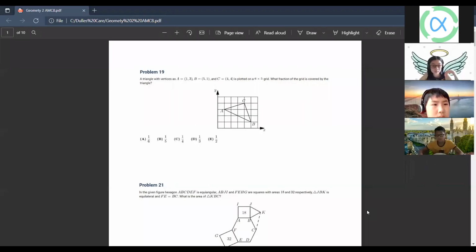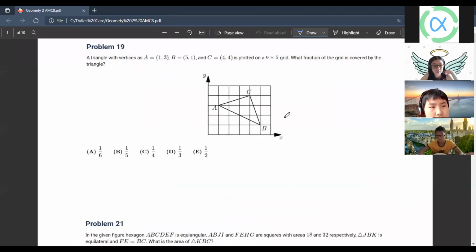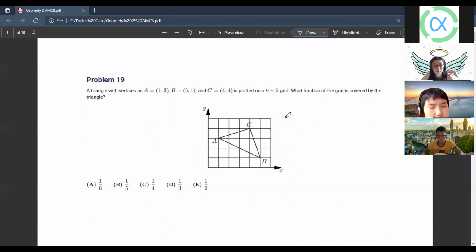All right. Today we'll be talking about intermediate geometry problems in AMC8. One of the things to consider in AMC8 is that generally you're solving problems about area and whatnot, right? Continuing on from last week, we'll look at the first problem of the day, which is problem 19. We have a triangle with vertices A, B, and C plotted on the 6x5 grid. What fraction of the grid is covered by the triangle?